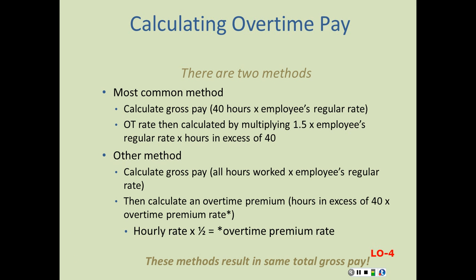The other method is very similar. It simply says calculate the gross pay, take all the hours worked, including the overtime hours, and then apply the regular hourly rate times that. And then compute what you would call an overtime premium, and that would be half of the regular rate, 1/2. Then simply the add-on to this first calculation would be the overtime premium times the number of overtime hours worked.